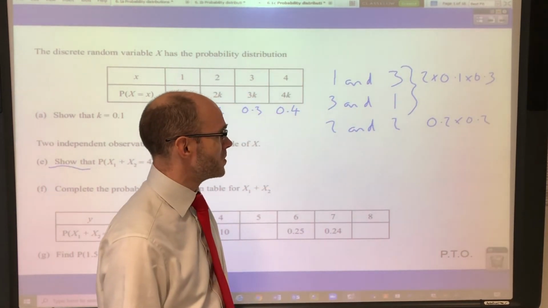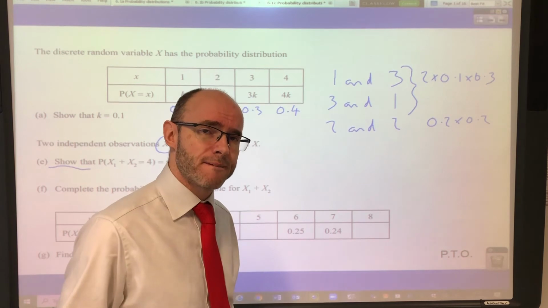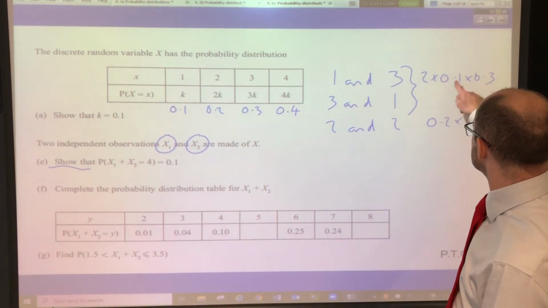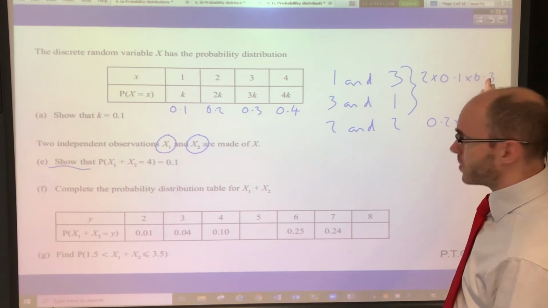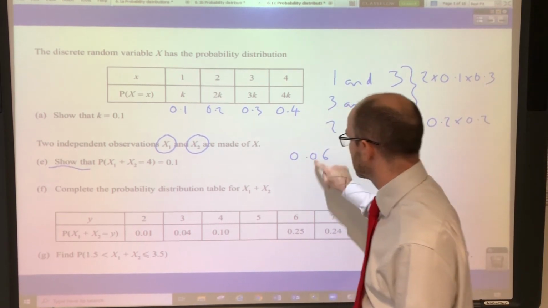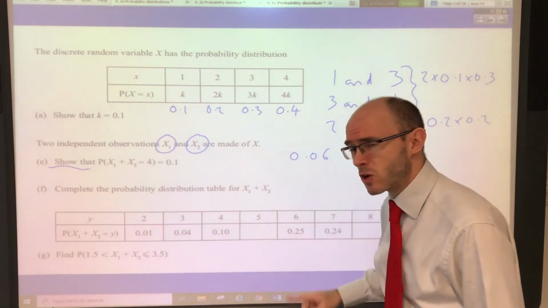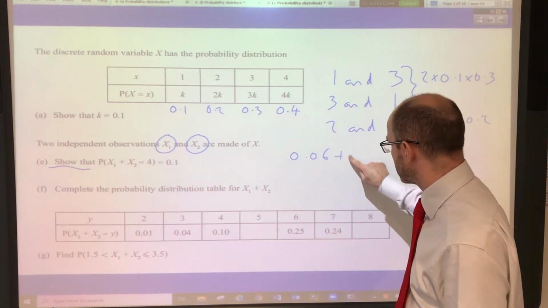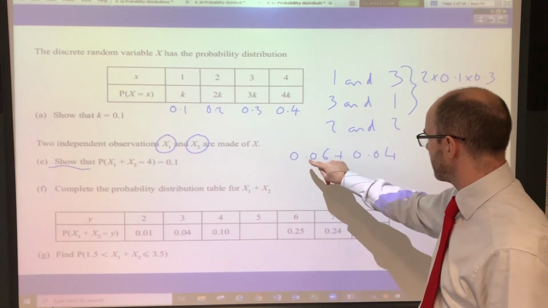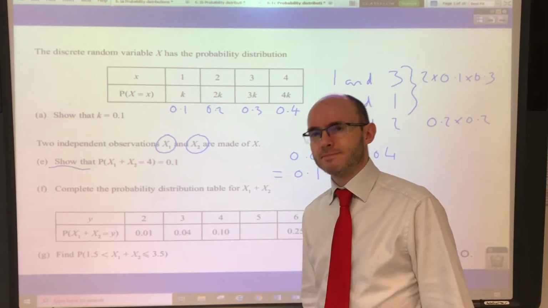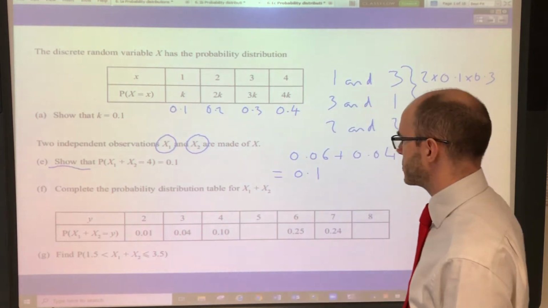0.2 times 0.2. What you then have to do is add those together. Obviously, you set your working out appropriately. So you do this times this, so that's going to be 0.03 times 2, so 0.06. We'd write that equals 0.06. And then 0.2 times 0.2 is 0.04. And then you sum those together, and it equals 0.1. Okay, that's it, 0.1.